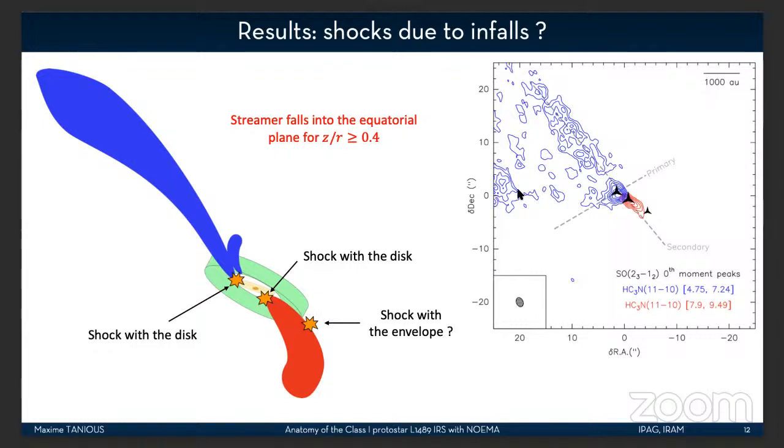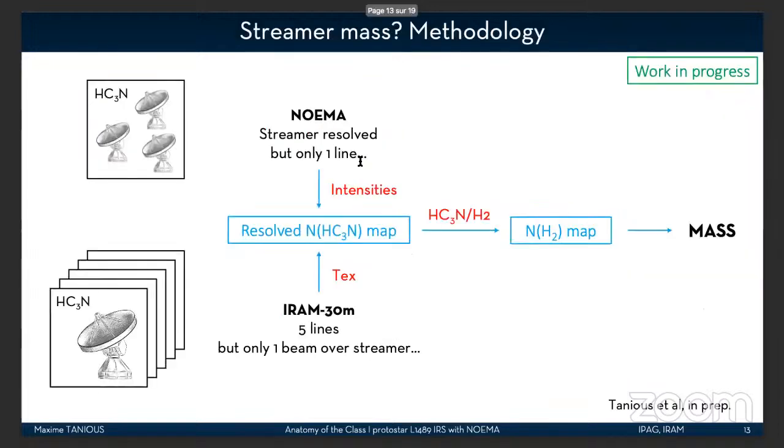And what we can compute from the trajectories that we derived with the model is that if the aspect ratio of the disk is larger than 0.4, the streamers fall into the equatorial plane of the disk. And when we go down to 0.3 aspect ratio, the inclination is 3 degrees, so very near the equatorial plane. So that would support this accretion shocks hypothesis.